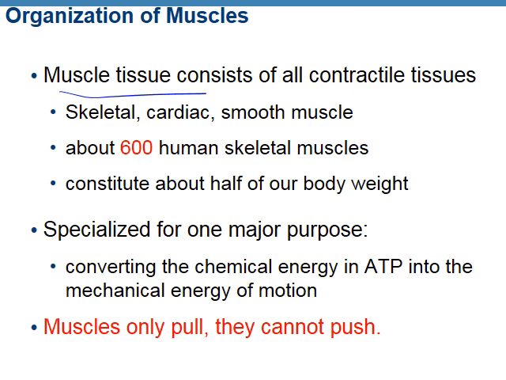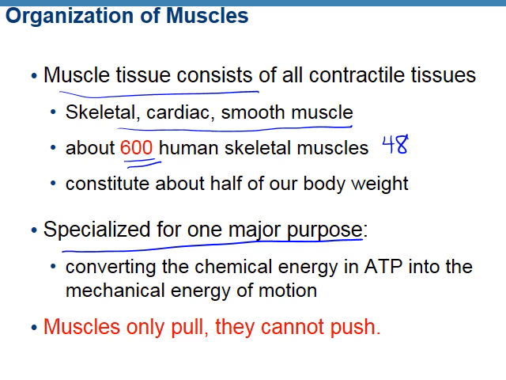So we should know that muscle tissue consists of skeletal, cardiac, and smooth. There's about 600 skeletal muscles. We're only going to look at the most superficial 48. The specialized purpose, we should all know this by now. Glucose, which is chemical energy, is broken down and we form ATP, and we use that ATP to move. That ATP is now mechanical energy.